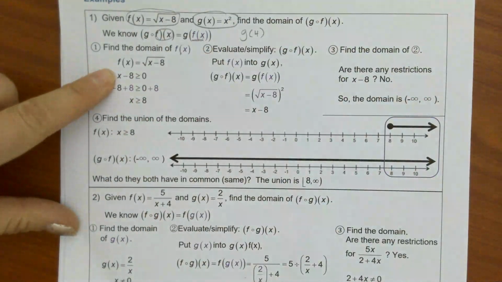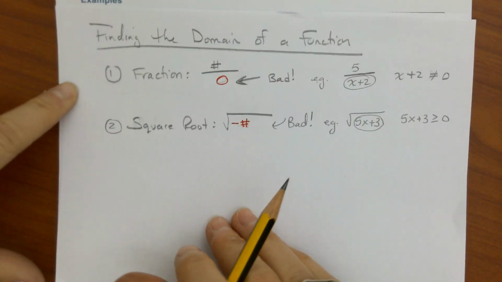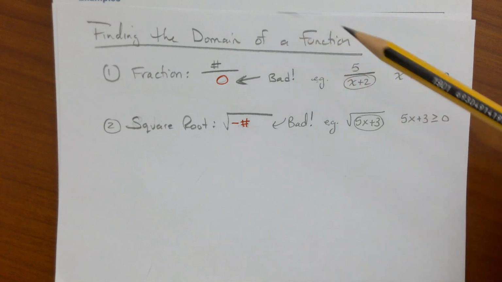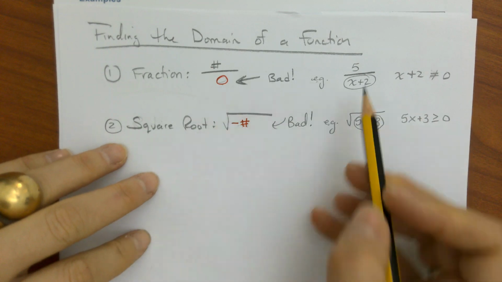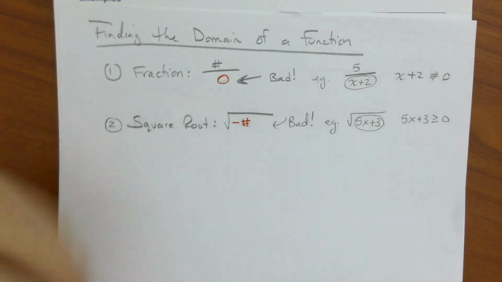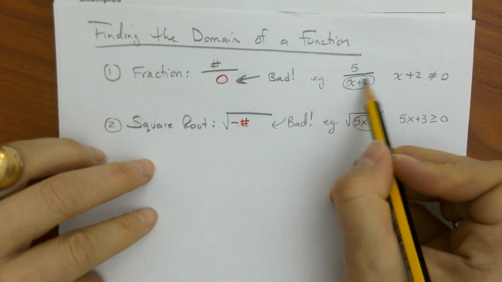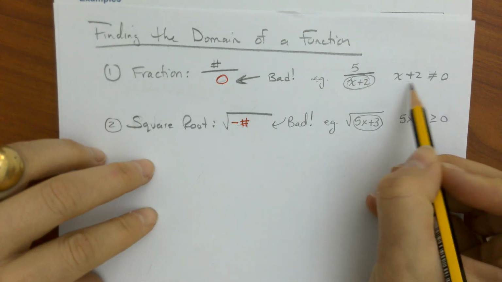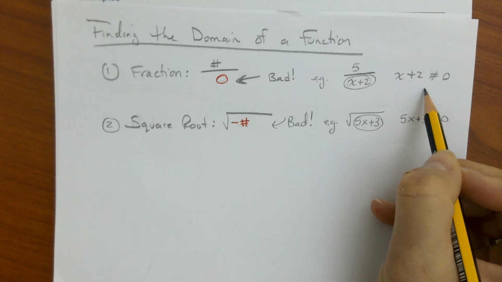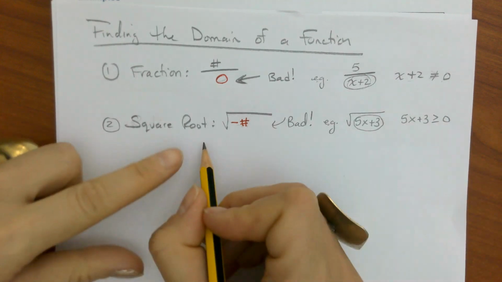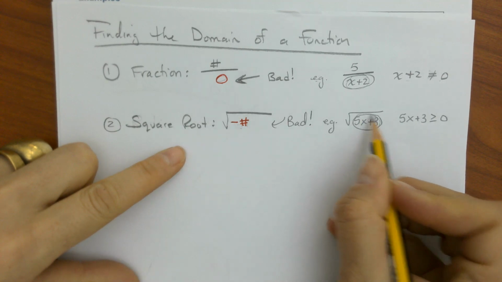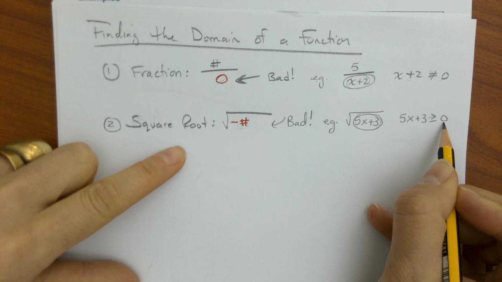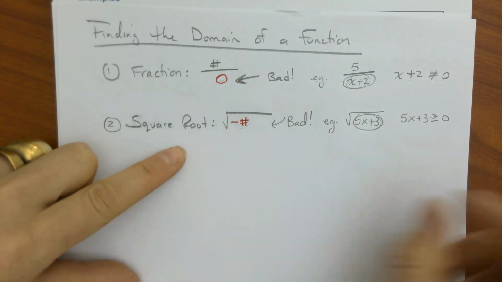Okay, so remember, when we're finding domain, we have two things that are difficult, 2 restrictions. When we have a fraction, we cannot have a 0 on the bottom. So for example, here's a fraction, okay, a rational expression. This cannot be equal to 0. And then you would solve for x to find the restriction. When I have a square root, this cannot be a negative number. So I have to take this and say, you have to be bigger than or equal to 0. So we have 2 restrictions that we have to look out for.